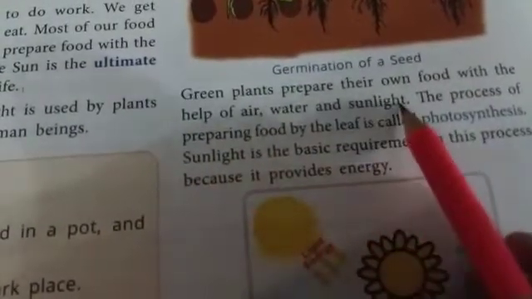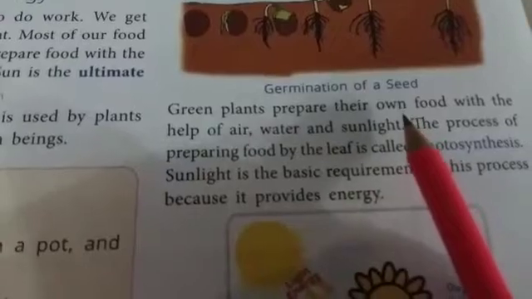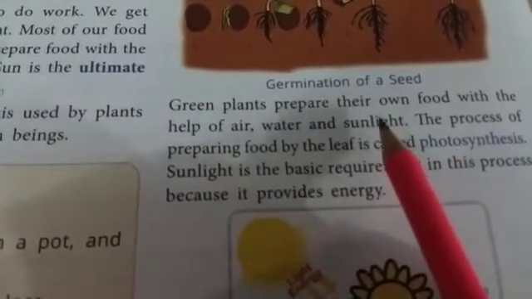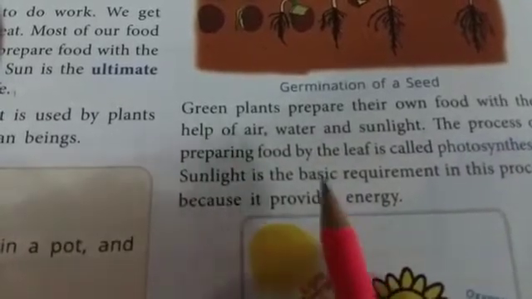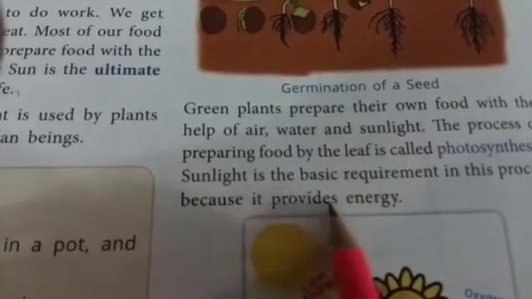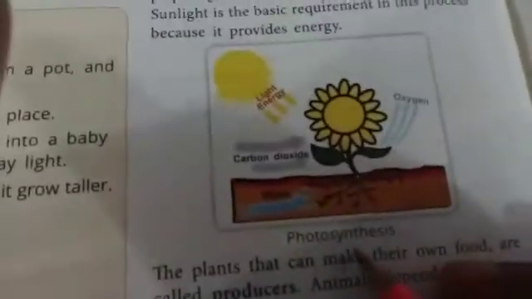Now green plants prepare their own food with the help of air, water and sunlight. The process of preparing food by the leaf is called photosynthesis. Sunlight is the basic requirement in this process because it provides the energy to the plant for making food. Next we will learn about photosynthesis.